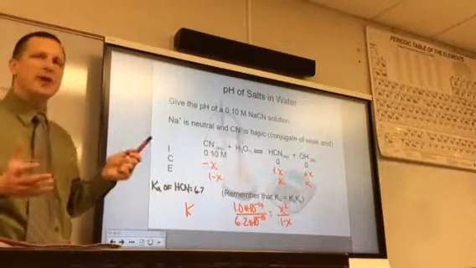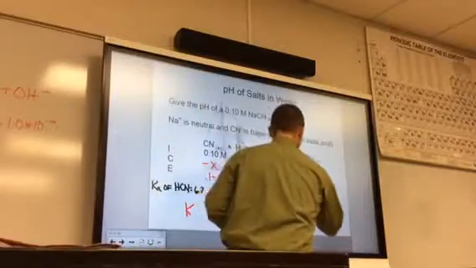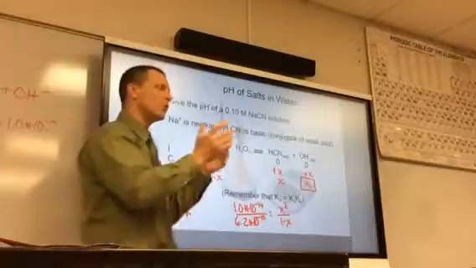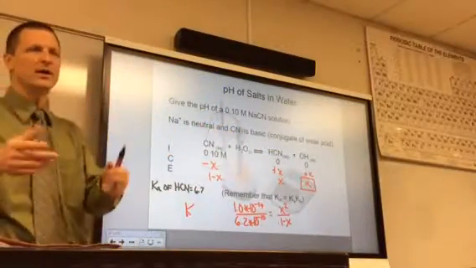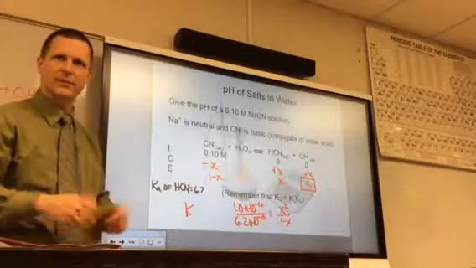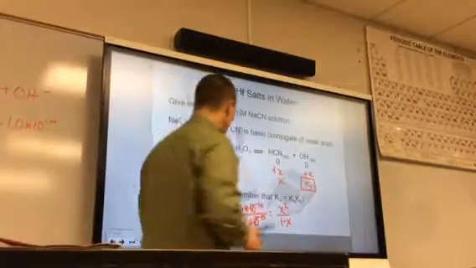The question is, what is the pH? So we don't have a hydrogen concentration, but we do have the hydroxide. So if we find hydroxide, then we get the pOH, subtract from 14, and find the pH. Easy enough? All right. So let's do the math.